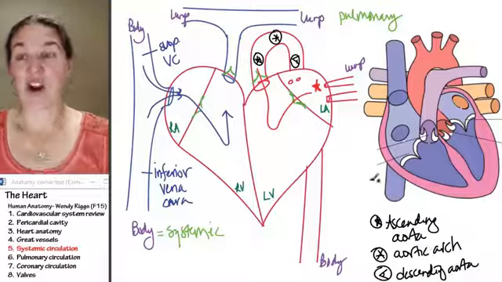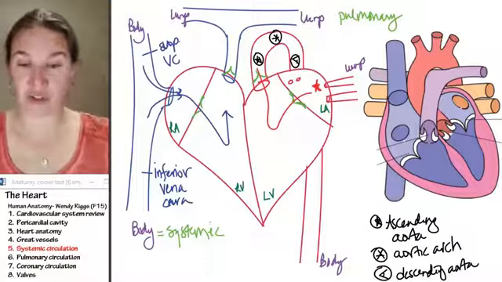We missed half of our calling, and so we have to do the pulmonary circulation next.